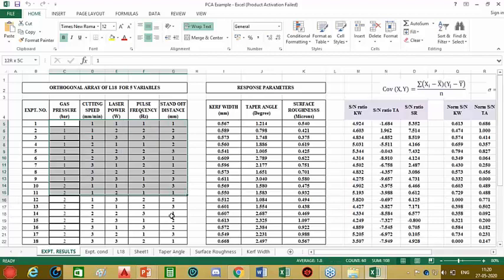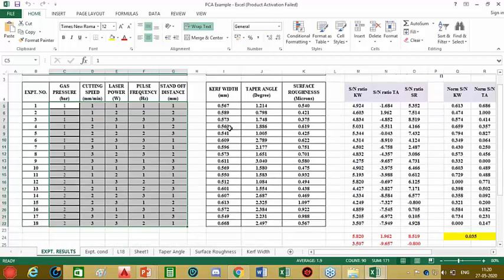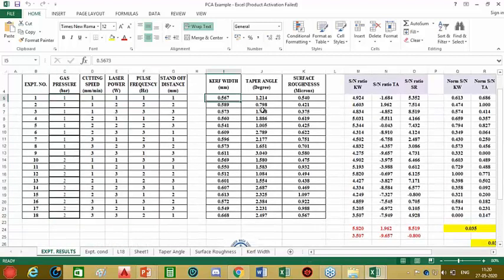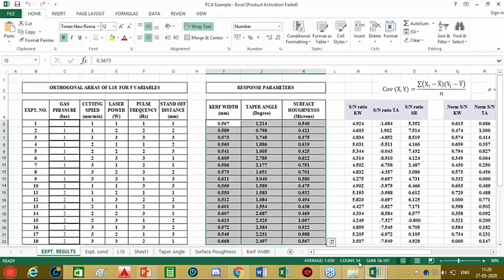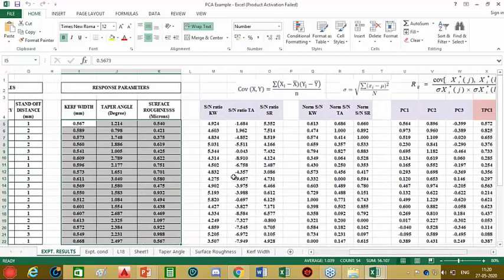So this is the L18 orthogonal array, and we will be conducting those 18 experiments. The responses considered here are kerf width, taper angle, and surface roughness. So these are the 3 responses. Kerf width is to be minimized, taper angle is also to be minimized, and surface roughness is also to be minimized. So all these 3 responses are to be minimized. Then we conduct these 18 experiments, and we gather the data for all these responses. Now what is the next task?